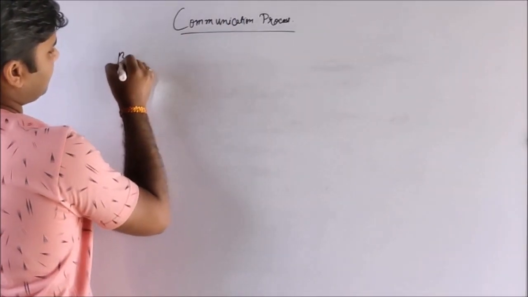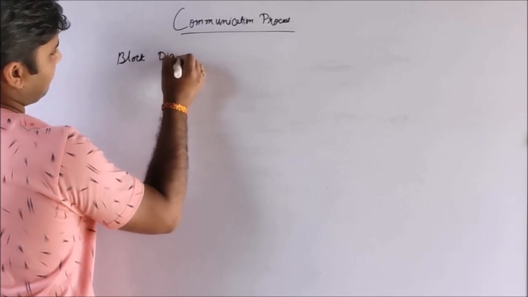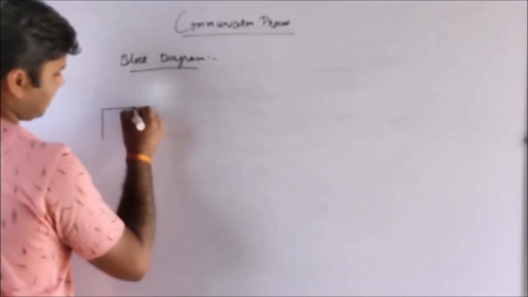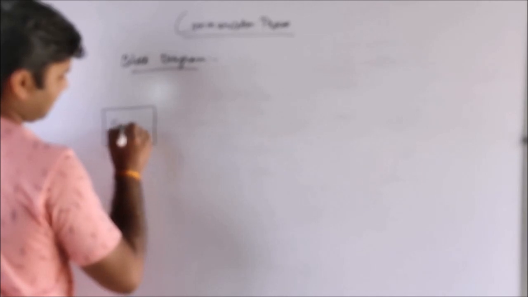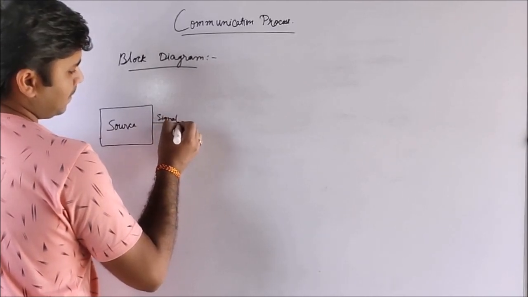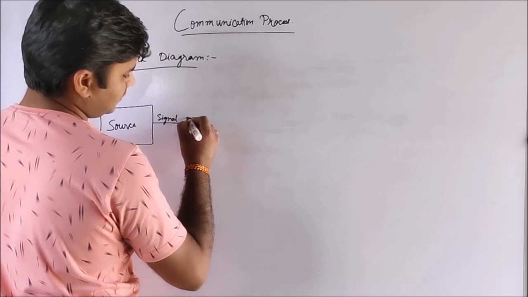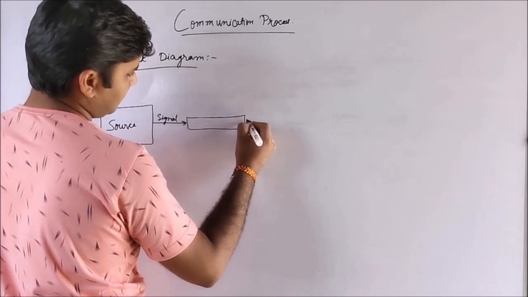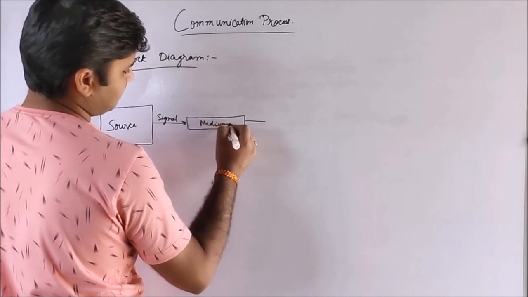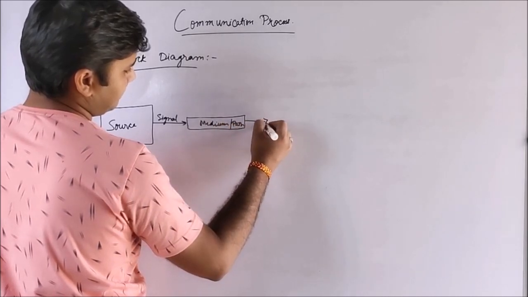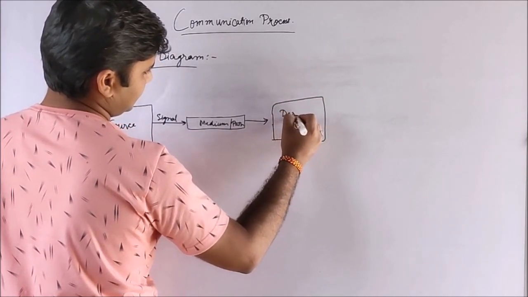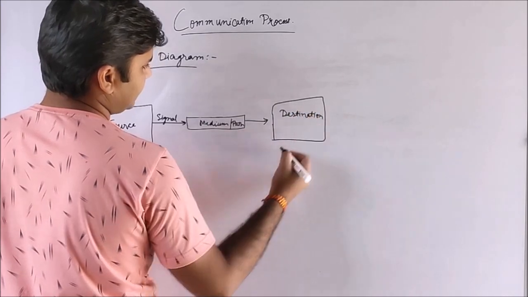Let us draw the block diagram of the communication process. This is our source, which is generating a signal. In order to reach the destination, this is the medium or path, and here it is reaching the destination.